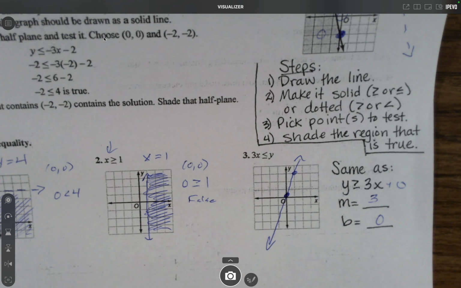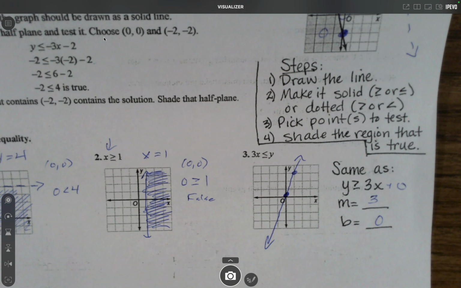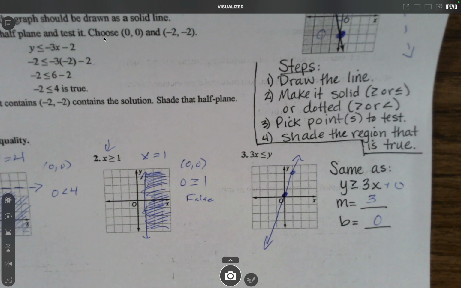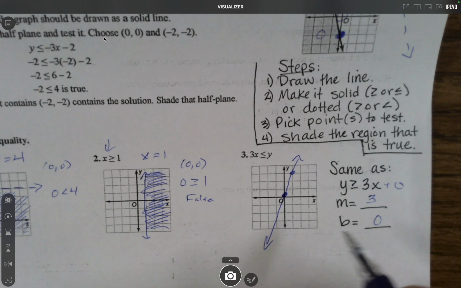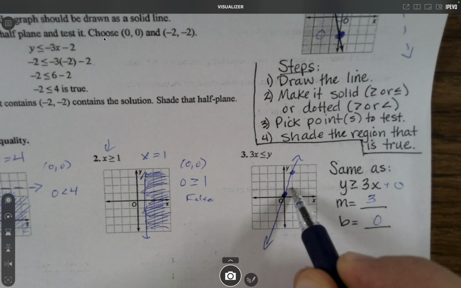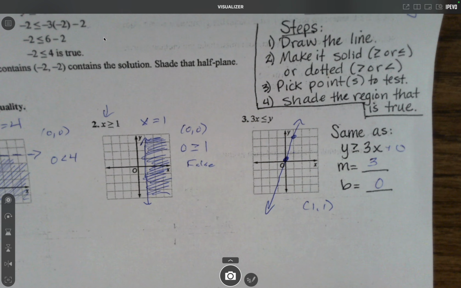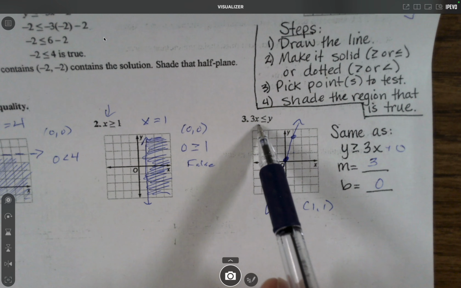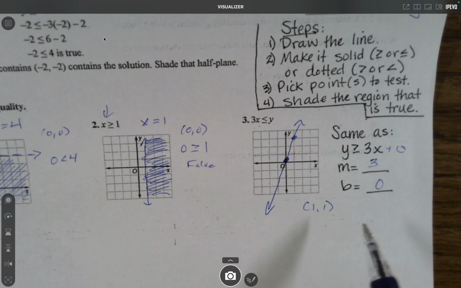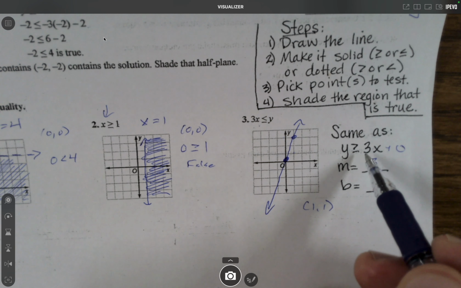And this is one where I cannot use 0, 0. Now you can use any point you want that's not actually on the line. Like I said, I tend to use 0, 0 when possible just because it's so easy to compute when you plug in 0, 0. So I'll just plug in the point 1, 1. I'm going to pick 1, 1 as my test point. And you can plug it in either version, whichever you want. I'll do this one since that's what we used to help us graph.